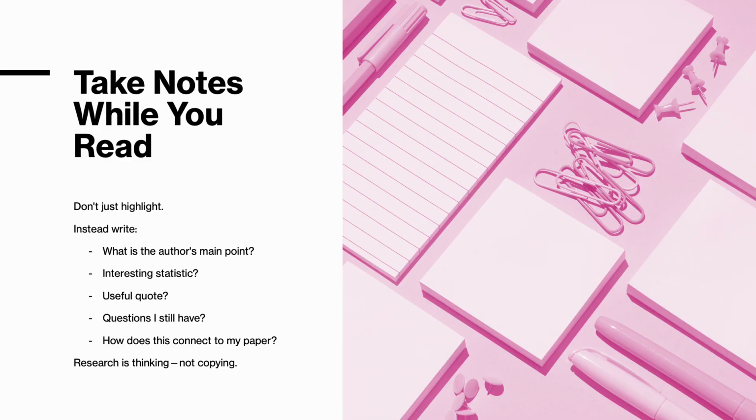Now, when you find a source that you do like, take notes while you read. Don't just highlight. Point out the author's main point and write it down on your paper or in your notebook where you're taking notes. If you find an interesting statistic, circle it and write it in the margin. This will make it easier for you to go back and find it. Same thing with a useful quote. Why is it useful? What you find useful the first time might slip your mind, and you might go back and think, why did I highlight this? Jot down a note. If you still have questions, write them on your paper.